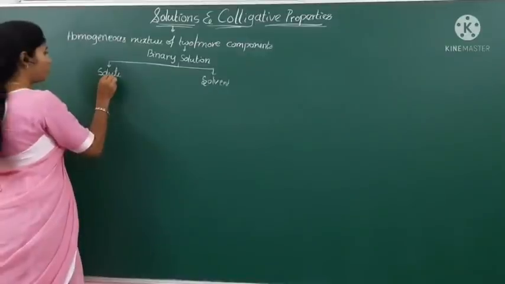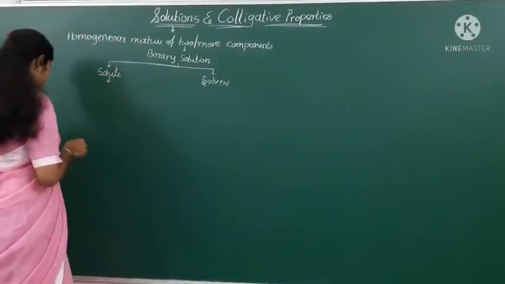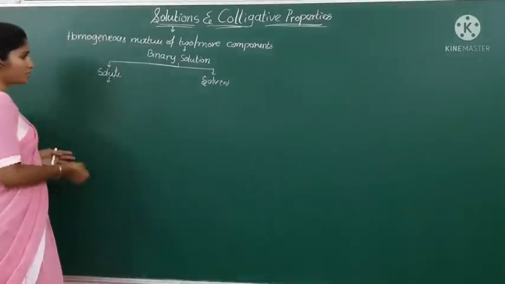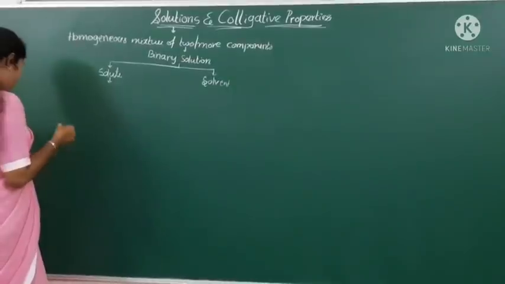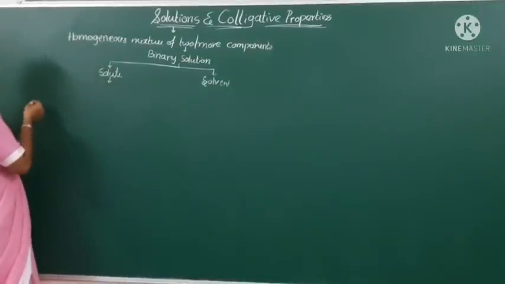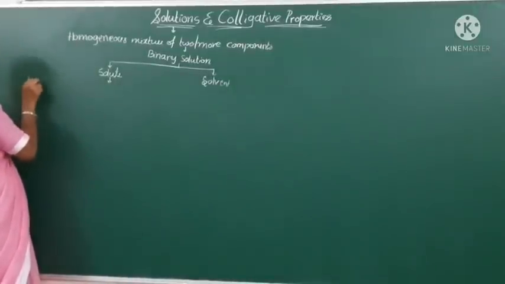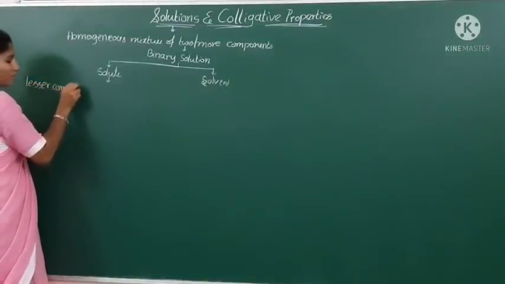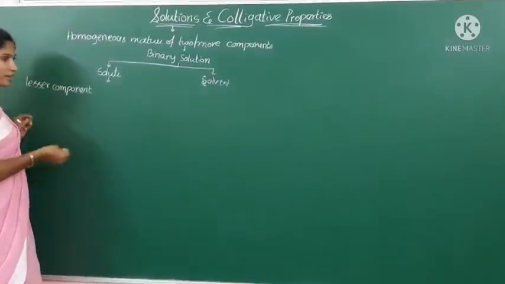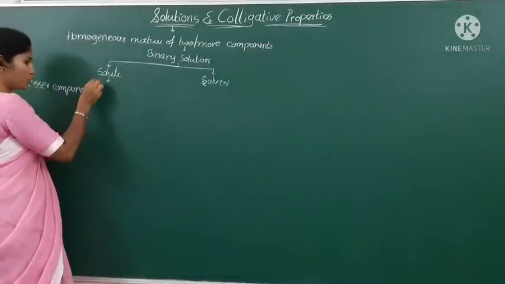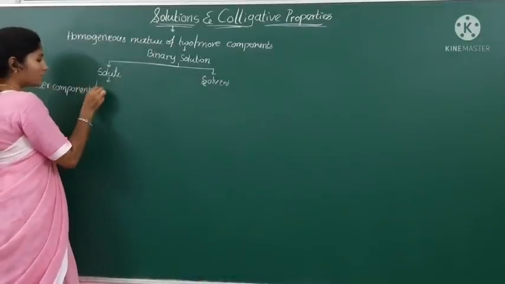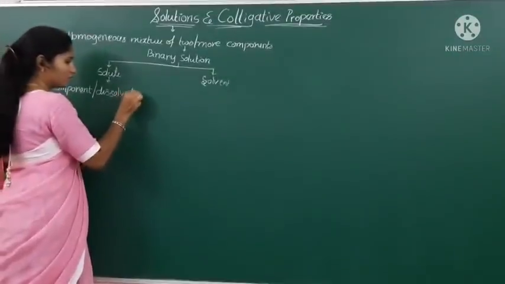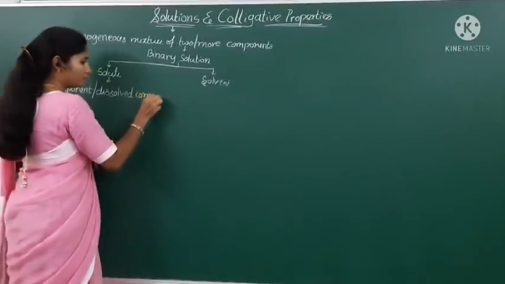So let us define the solute and the solvent. What is meant by solute? Here we can define it in different ways. Let us see what those are. Solute is the lesser component in a solution. The lesser component in a solution can be called a solute, and also the dissolved component.